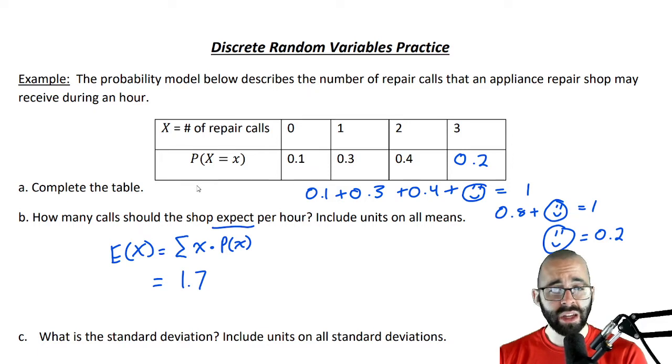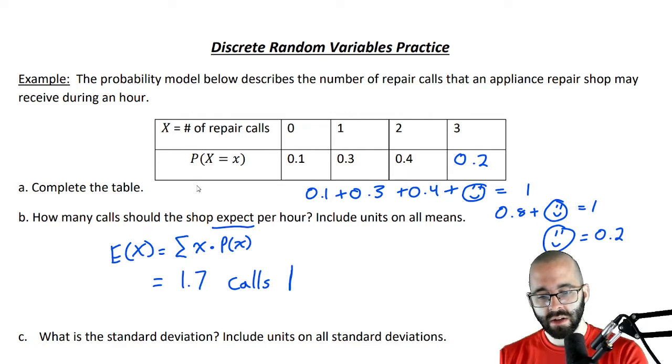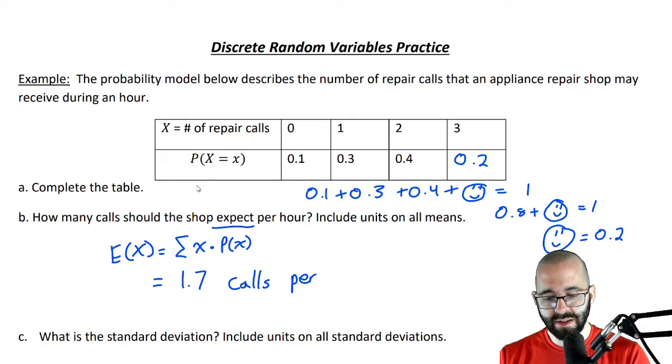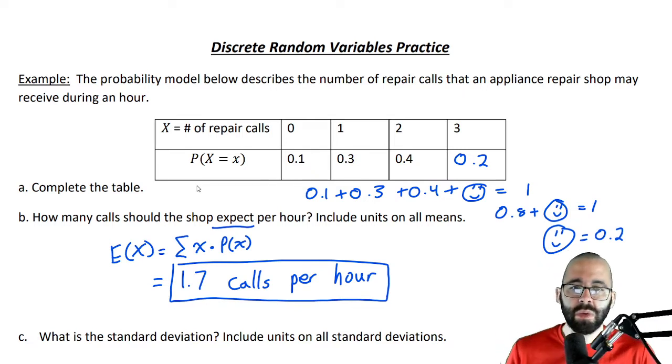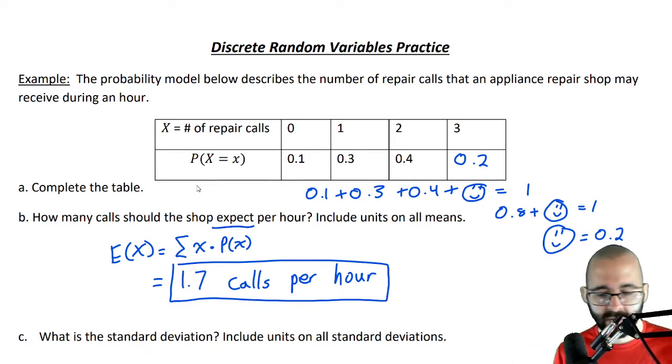So how many calls should we expect? About 1.7 calls per hour. And sometimes it makes sense to round. Sometimes it makes sense not to. Here, I think it makes sense not to round. Closer to 2 calls per hour, but sometimes 1 call per hour on average.